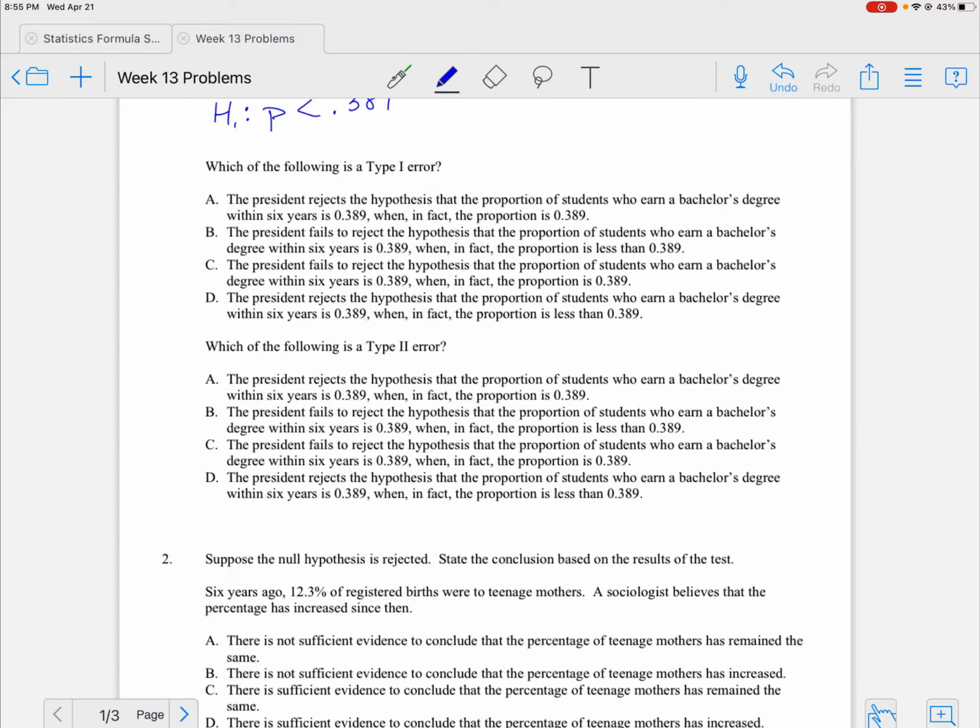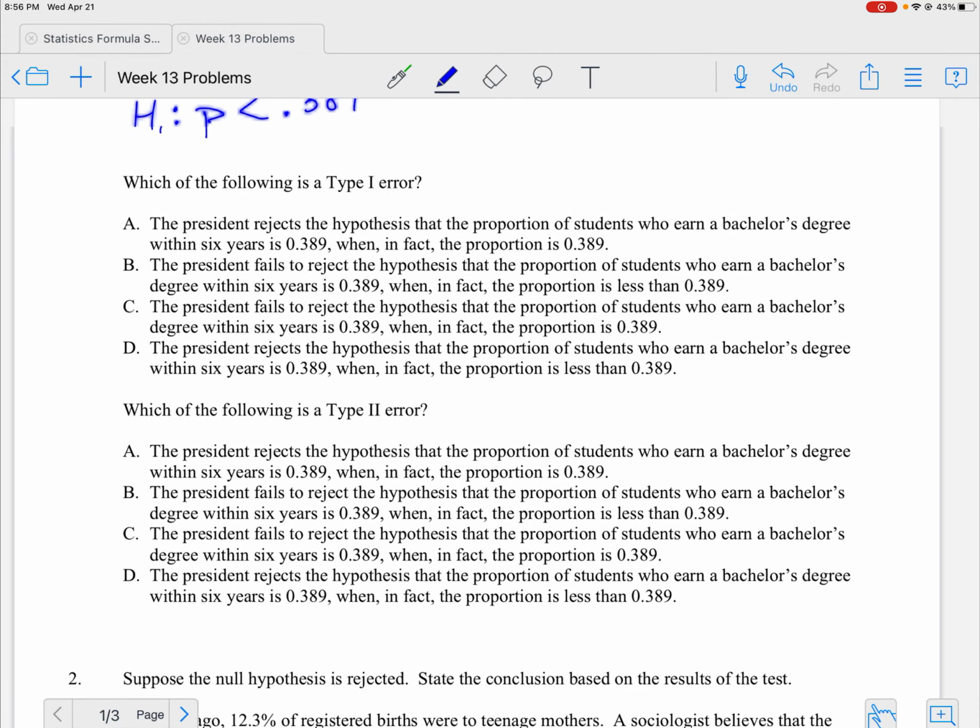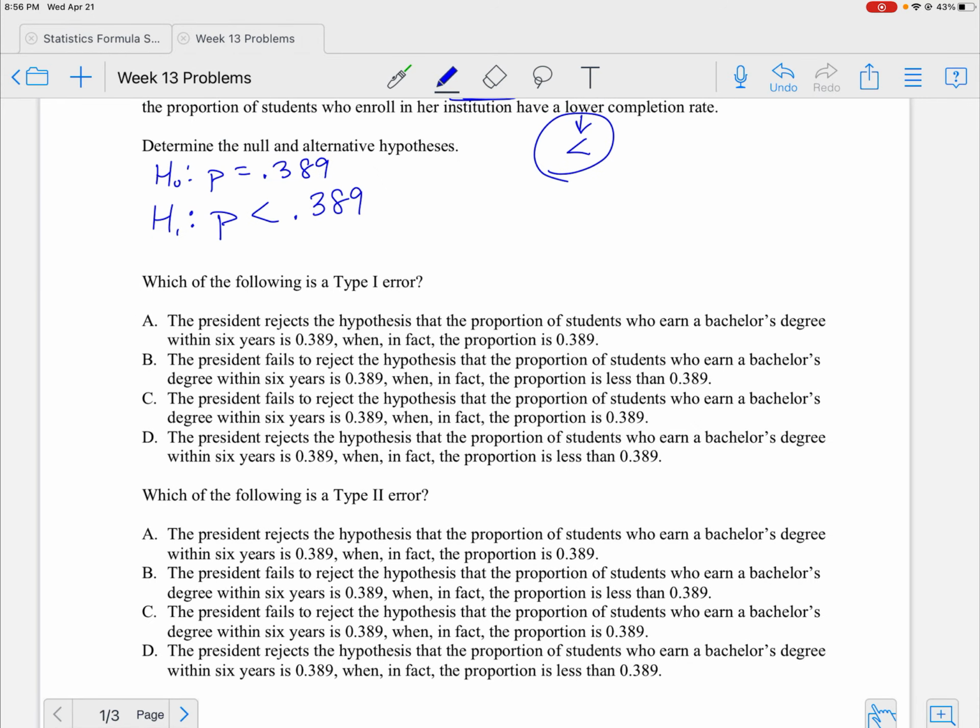I can have this null and alternative hypotheses, but with this, I can also make errors. So here's the real question. Which of the following is a type 1 error? So we can have a type 1 error and a type 2 error. Just like right out of your homework, these are going to be multiple choice. So whenever you look at this, you're looking at that type 1 error. All right? And that's going to be this one.